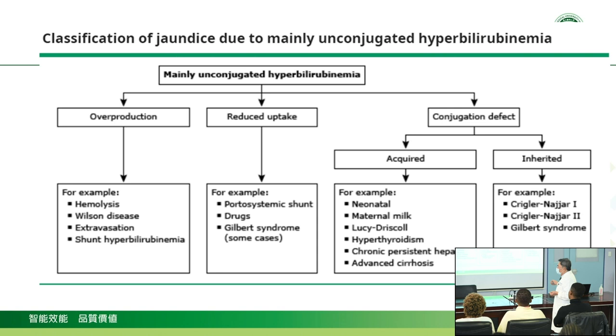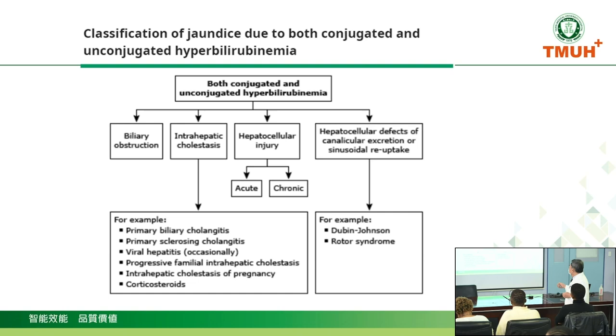Neonatal jaundice is what? Unconjugated, indirect bilirubin high, because the baby cannot conjugate. The liver is not mature, so the conjugation function is low. Some jaundice has both conjugated and unconjugated hyperbilirubinemia, both direct and indirect high.